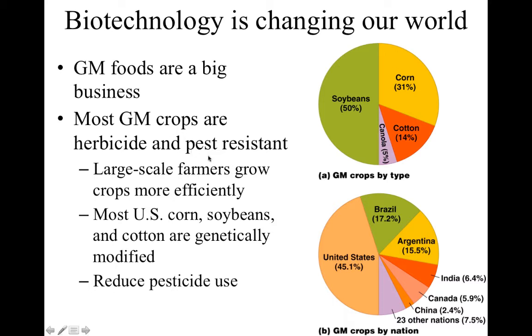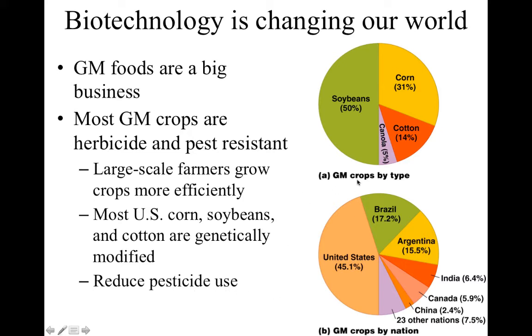And then pest resistance, which is actually the largest part of genetically modified organisms. So large-scale farmers can grow crops more efficiently. Most of U.S. corn, soybeans, and cotton are already genetically modified. And a benefit of GMOs is that they have reduced the amount of pesticide.